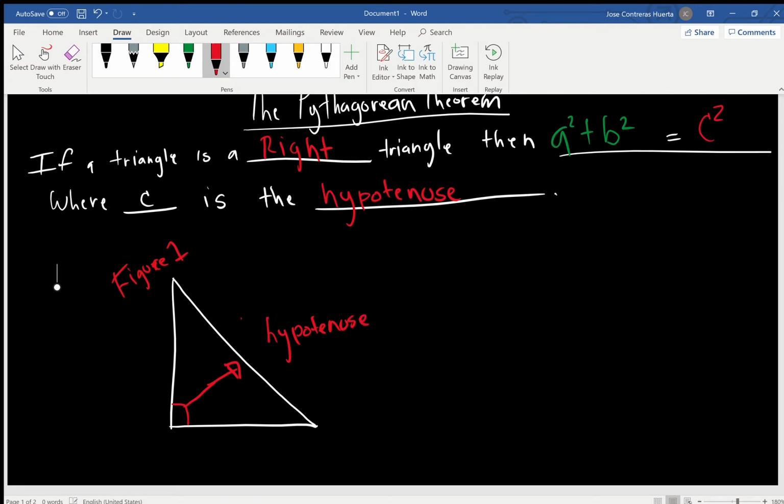So this is going to be my C, and then A and B could be, this could be A and this could be B, or they could be vice versa. You can also have this be B and this be A, and it doesn't change absolutely anything. You're still going to have A squared plus B squared is equal to the largest side, which is C squared. Now let's go over some quick examples.